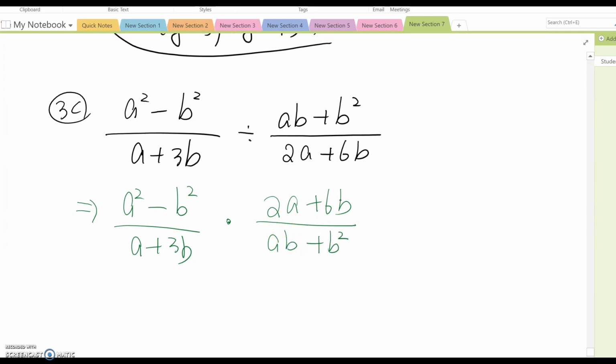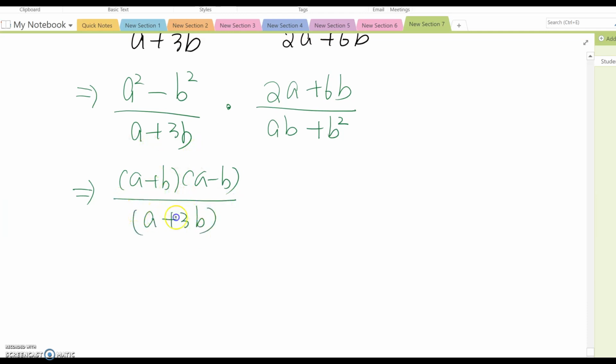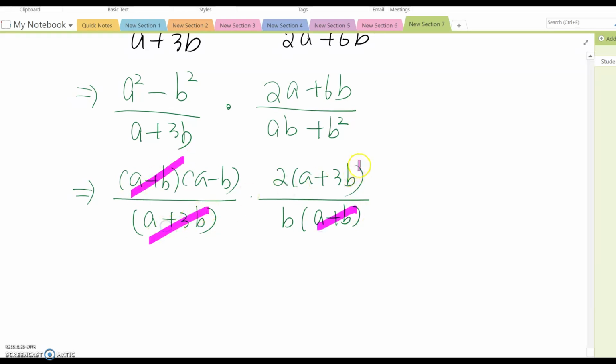Now you see everything is binomial, so you have to factor. Then it becomes a plus b times a minus b over a plus 3b, multiplied by 2 times a plus 3b over b times a plus b. Okay, so cancel all the common factors, then the answer becomes 2 times a minus b over b. Okay.